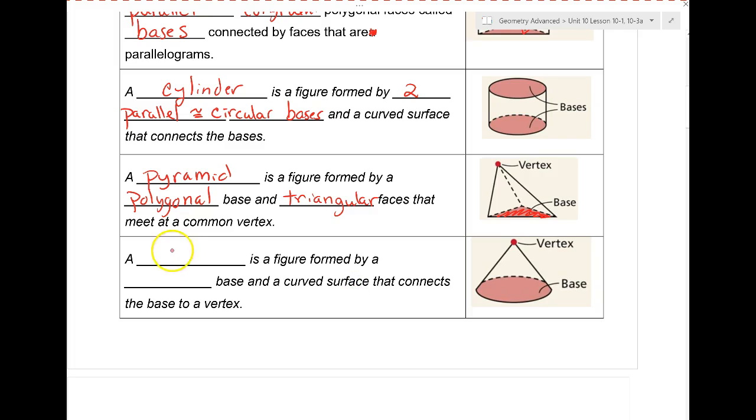So we have a cone. It is a figure formed by just what? A circular base, right? And a curved surface that connects the base to a vertex. So the point of a cone literally becomes a vertex. Oh, when we talked about vertex before, it always had to be formed with line segments, right? Notice now we have a vertex of a cone.